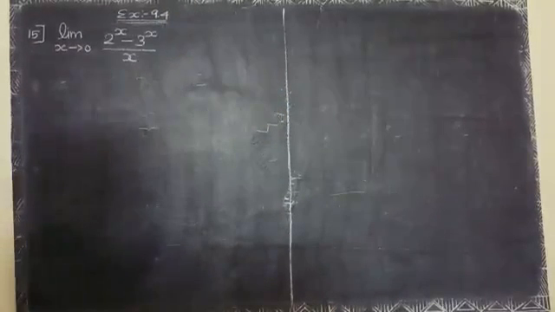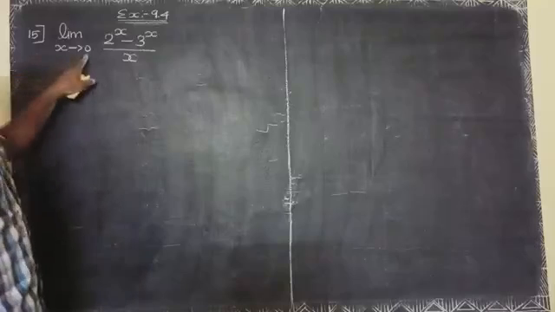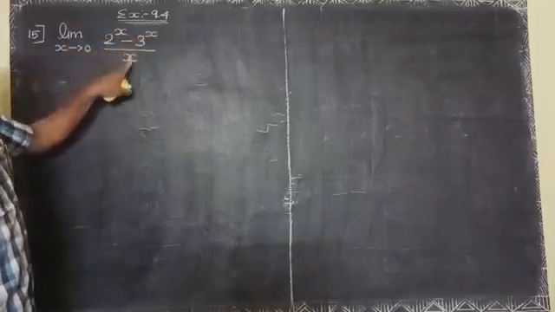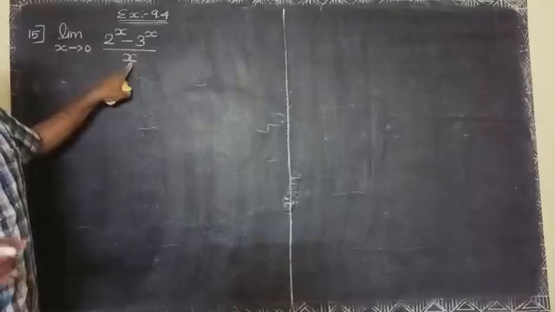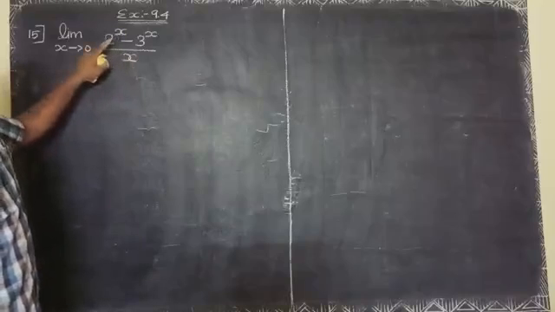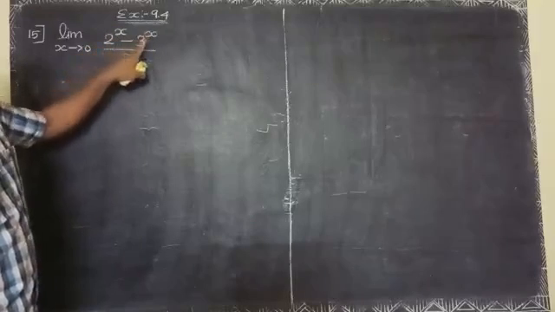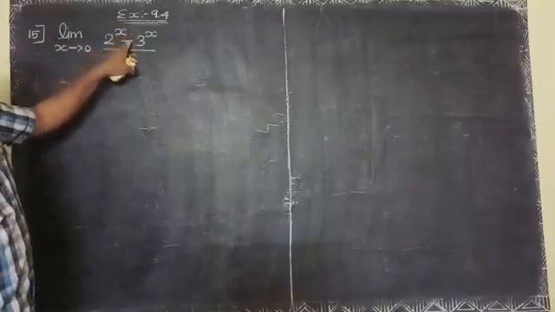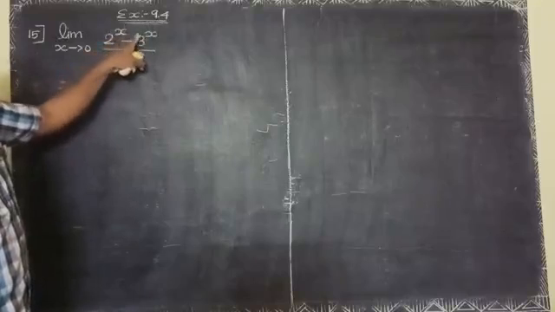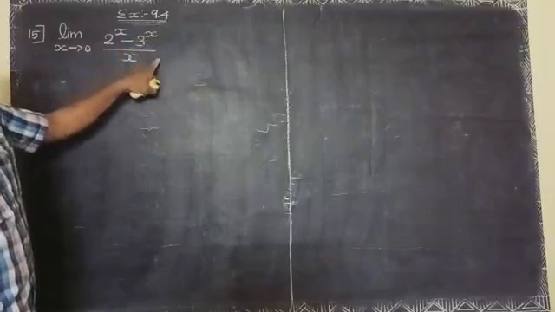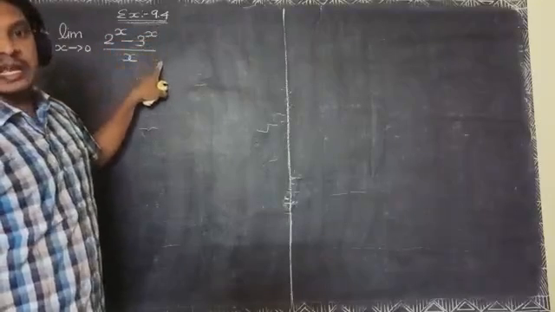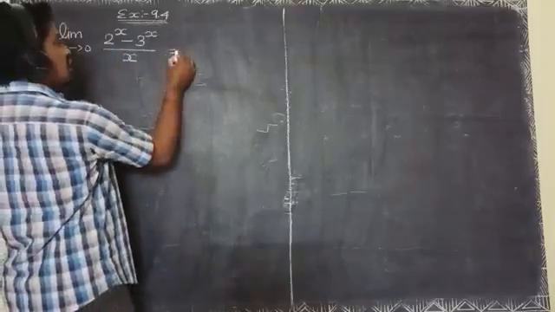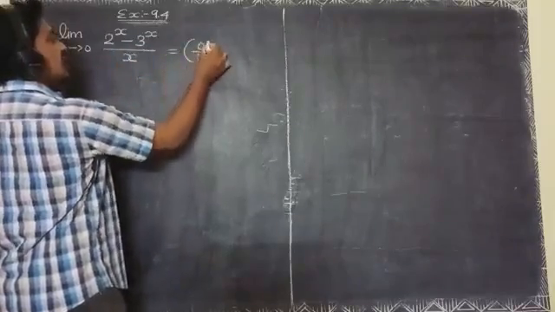Next, question number 15. Evaluate limit x approaches 0, 2 power x minus 3 power x divided by x. Here, replace x equal to 0 in the function, that is 2 power 0 minus 3 power 0 divided by 0. Anything power 0 is 1, so 1 minus 1 is 0. The denominator also has 0, so 0 by 0 is an indeterminate form.